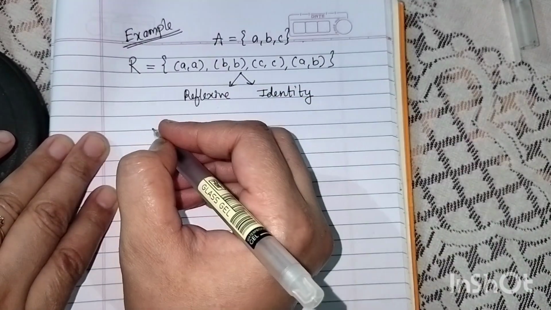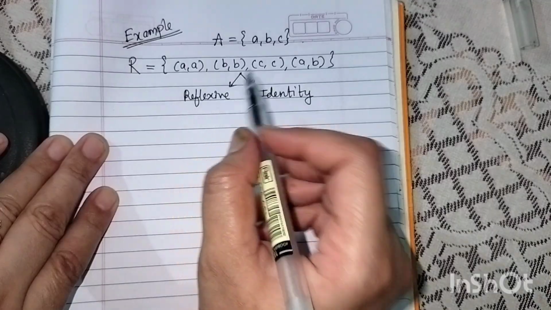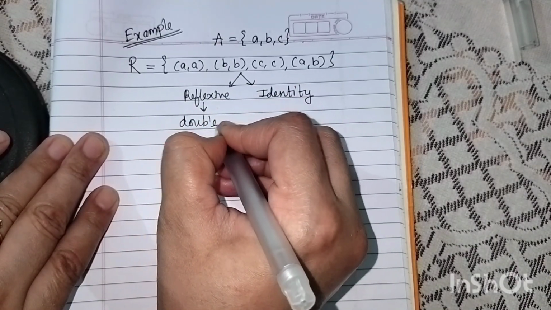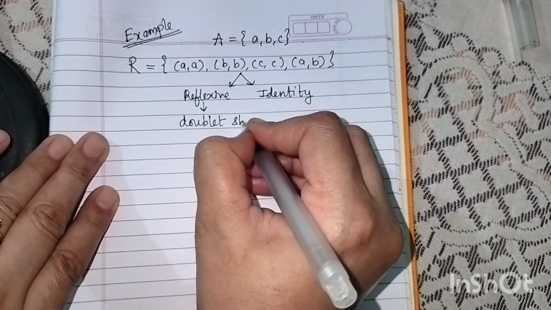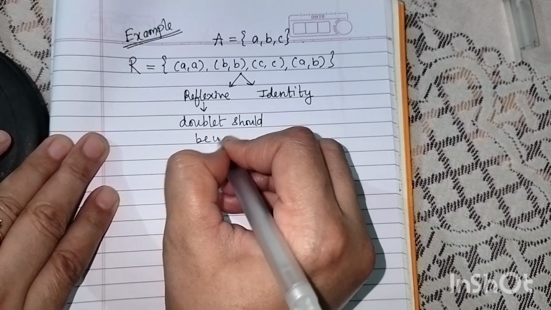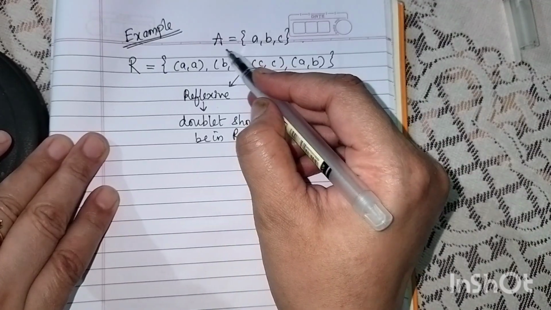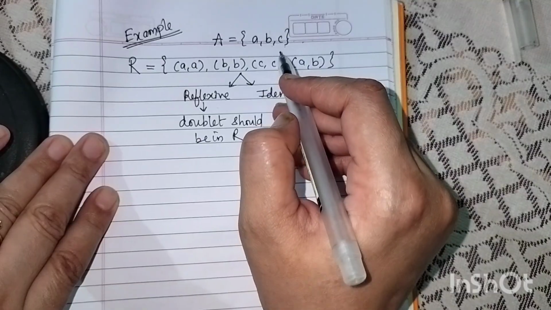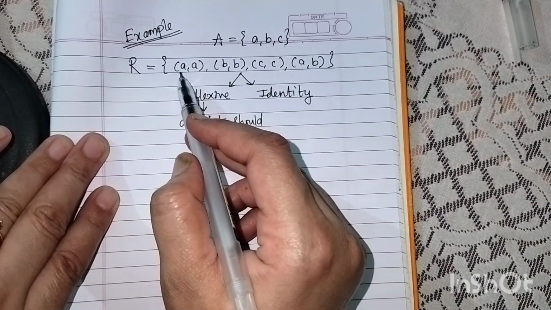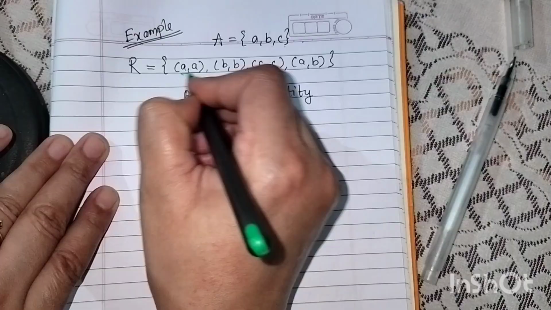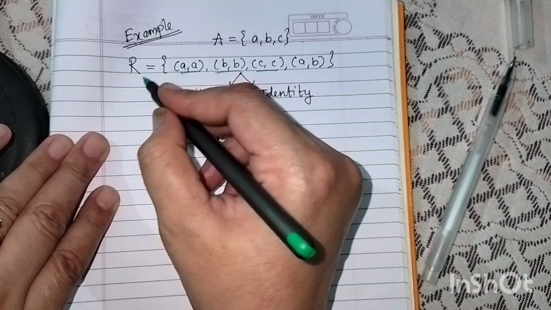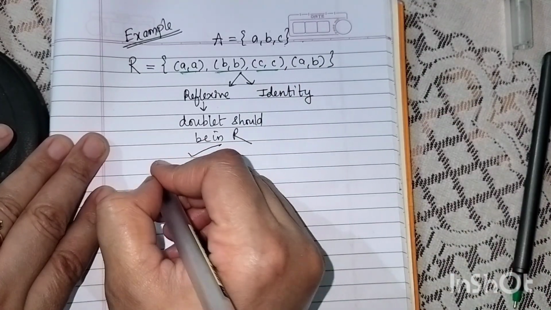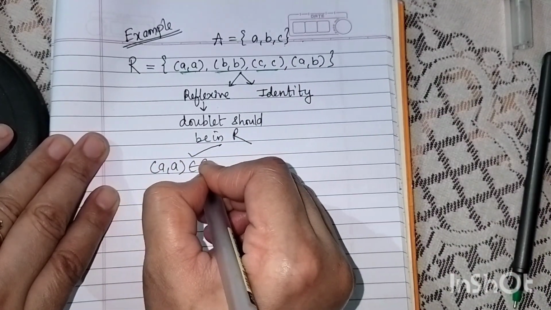Okay. So as you can see, for reflexive we want that each and every doublet should be in R. Okay, if you have your set A as {a, b, c}, that means (a, a), (b, b), (c, c) should be in R. So in this case, as you can see that (a, a), (b, b) and (c, c) are in this capital R. So that means this is going to be reflexive because we have that (a, a) belongs to R for all a that belongs to A.